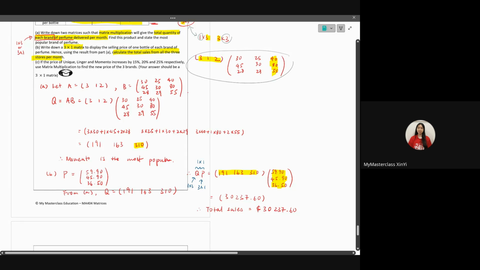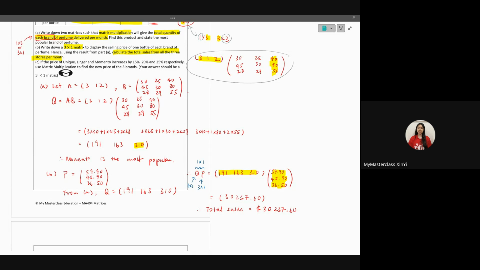Lastly, part C. If the price of Unique, Linger, and Momento increases by 15%, 20%, and 25% respectively, use matrix multiplication to find the new price of the three items. First, you already have the original price from here. If each of them increases by 15, 20, and 25%, you want to find the new price of the three brands. Basically, this means you want to end up with either a 1 by 3 or 3 by 1 matrix, because you have three new prices. So how would you do that?